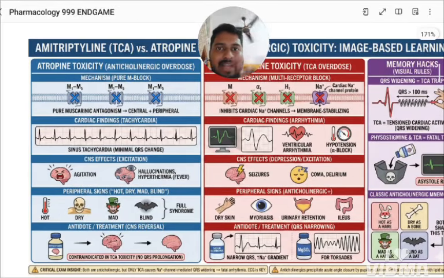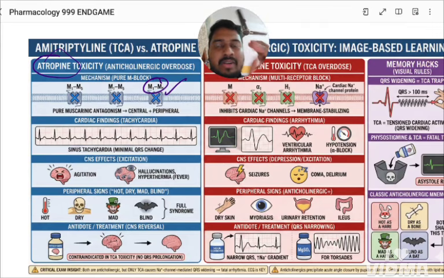Okay, you shouldn't have any doubt. That's why I'm clearing this concept here and there itself. So first is atropine or anticholinergic toxicity. What happens is the blockade happens at only muscarinic receptors, nowhere else. It is from muscarinic 1 to muscarinic 5 receptors, nowhere else anything happens.